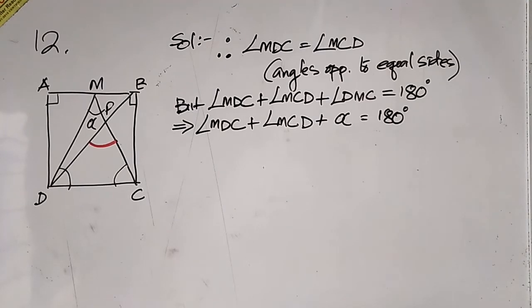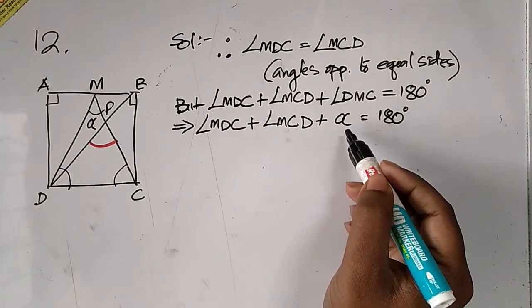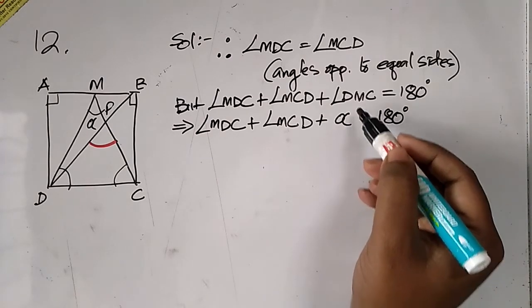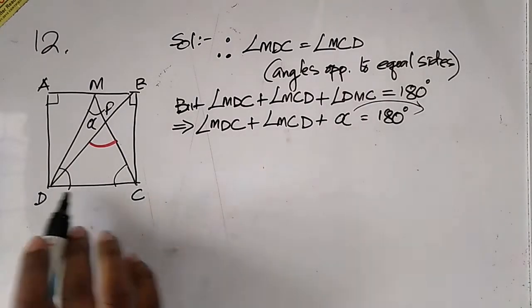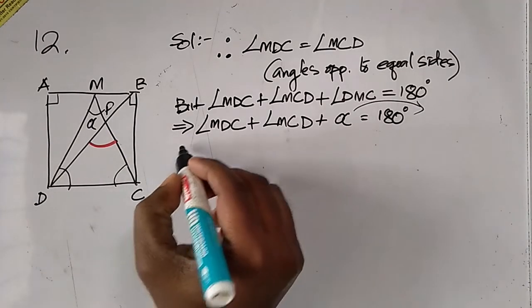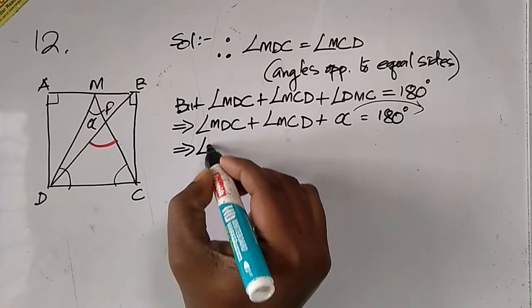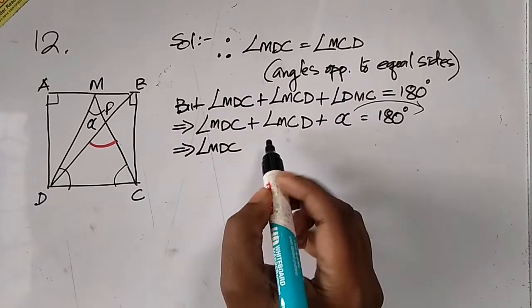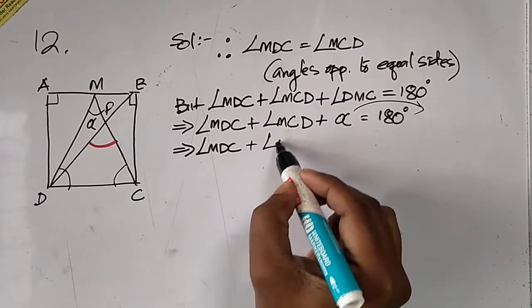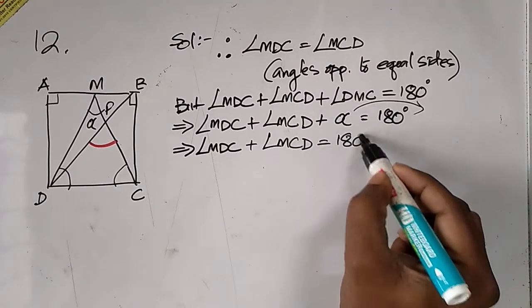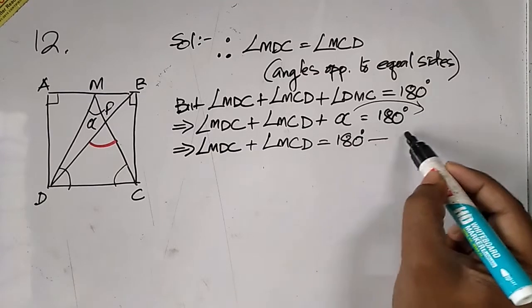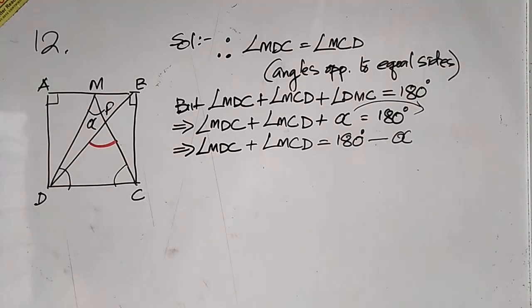Now what we are going to do is we have to make this alpha the subject, right? So we'll move this to the right hand side and leave these two angles on the left hand side. That is angle MDC plus angle MCD should be equal to how much? 180 degrees. When alpha goes that side, it becomes minus alpha.